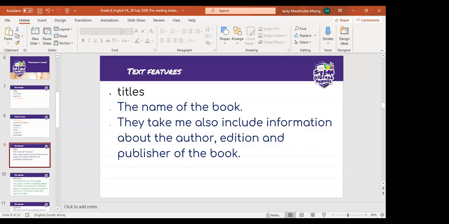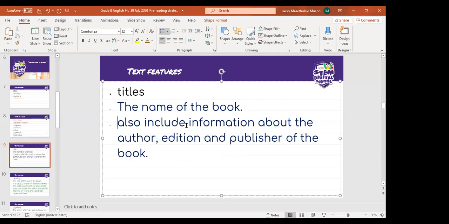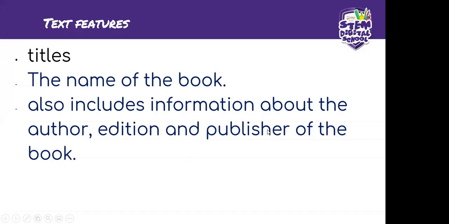Okay, so the title of the book also includes the information about the author, the edition, as well as the publisher of the book. The book that I have on my table right now says English Home Language, learner's book for grade 8. And then here it tells me the authors of the book, as well as the publisher of the book. Okay, so that is the title. The title is at the front of the page.